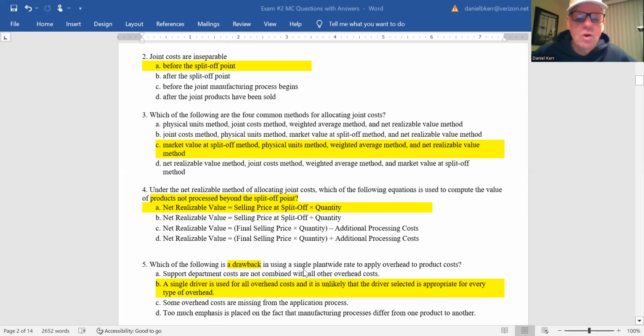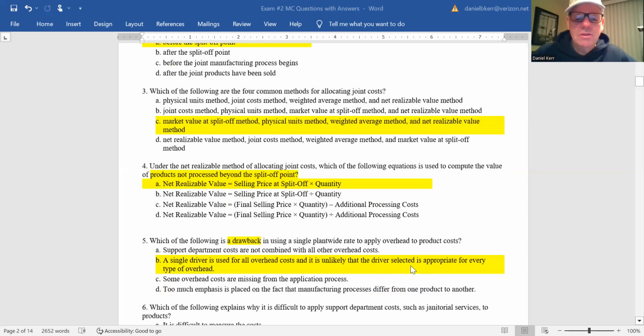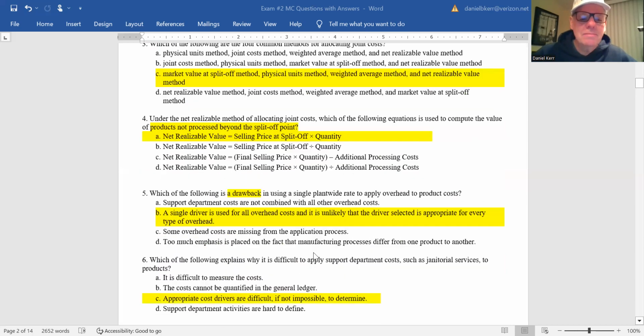Which of the following is a drawback of using a single plant-wide rate to apply overhead to product costs? Well, using one single driver, it is very unlikely that a single driver used for all overhead costs would be appropriate. It's likely to be inappropriate for every type of overhead. In some cases you use number of employees, in some cases you use square footage, in some cases you use hours. So the answer there is B.